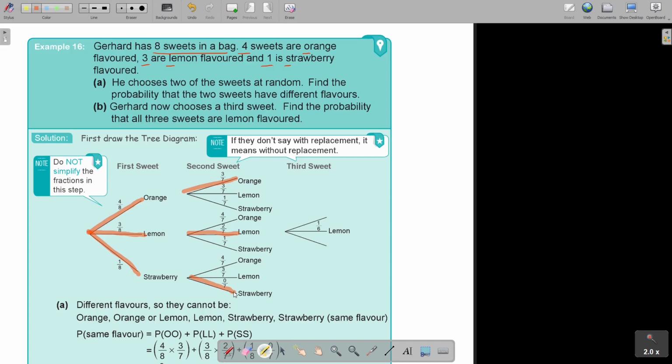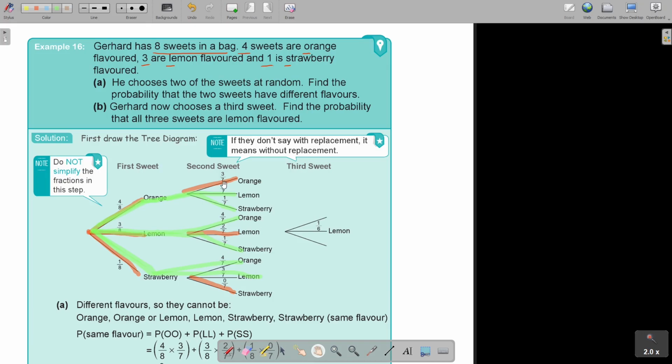Or you can go for the options, because the options that you really want are these: orange, lemon, orange, strawberry, lemon, and so on. Those are the ones that you really want. So you can either just take all of this, and just remember, I'll interrupt myself.